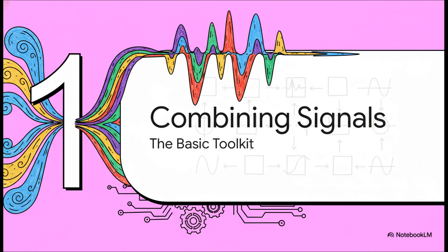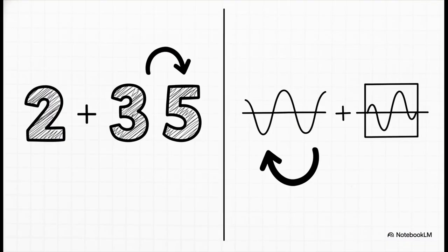The big question, right? How do we actually take simple signals and build something more complex, something more interesting? Well, it all starts with a basic toolkit. The easiest way to wrap your head around this is to just think about signals like they're numbers. I mean, you already know you can add numbers, multiply them, and get a new result. Well, it turns out we can do the exact same things with signals, using them as building blocks to create way more complex and useful waveforms.